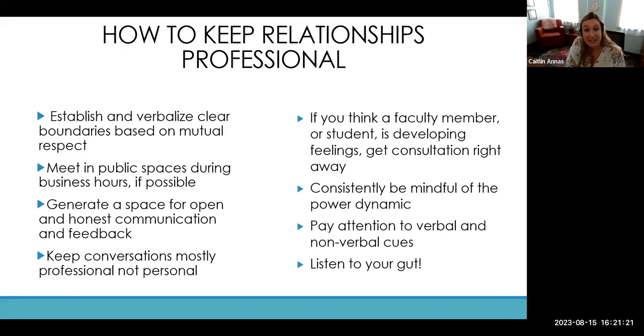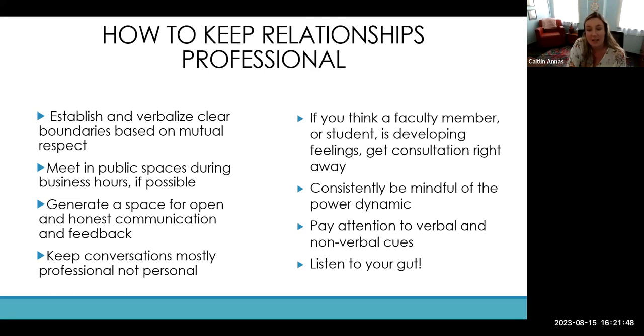Establish and verbalize clear boundaries based on mutual respect. Meeting in public spaces during business hours, if that's possible. And if meetings cannot happen in a regular 8 to 5 business day, try and schedule them for light hours at least. In all ways, work to generate a space that encourages open and honest communication as well as feedback.